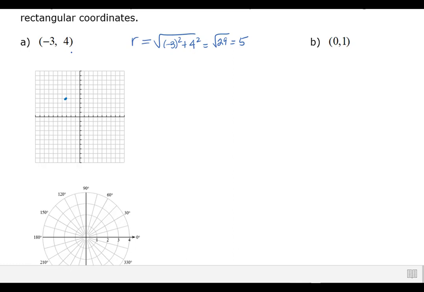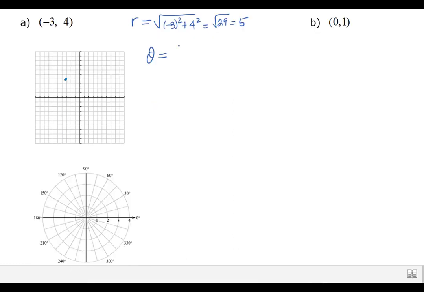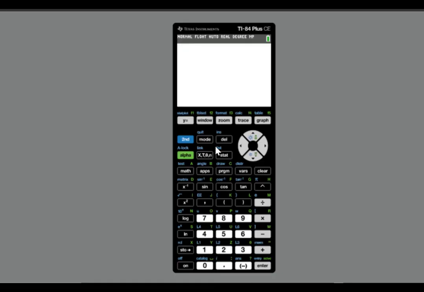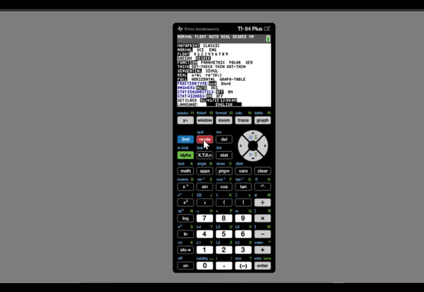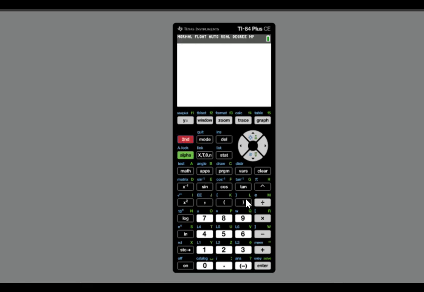Now we need to find theta. To find theta, we know that theta is equal to the inverse tan of y over x. So it's going to be the inverse tan of negative 4 over 3. All right, so we'll leave our answer in degree mode. So I want to make sure that I'm in degree mode when I find my angle, and I am. So I'm going to quit out of there. We'll do second tan of negative 4 over 3.